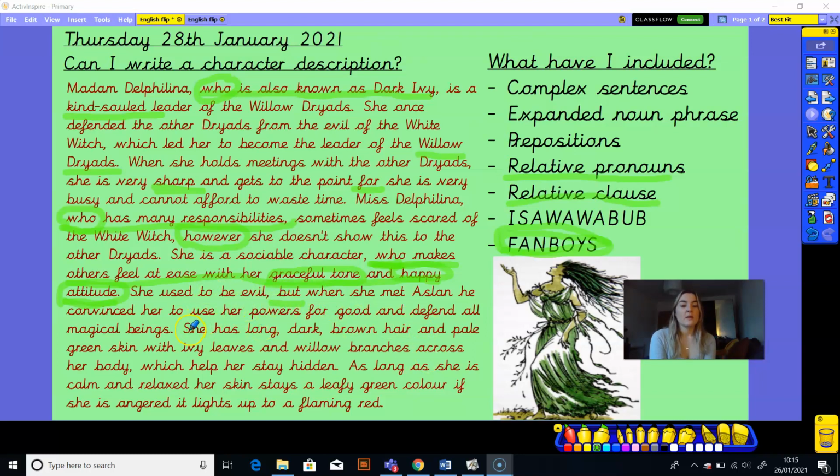Okay, so she has long dark brown hair and pale green skin with ivy leaves and willow branches across her body, which help her stay hidden. So here I can see straight away we've got an expanded noun phrase. So long dark brown hair and pale green skin with ivy leaves and willow branches across her body. So we've also actually described that she's got leaves there as well.